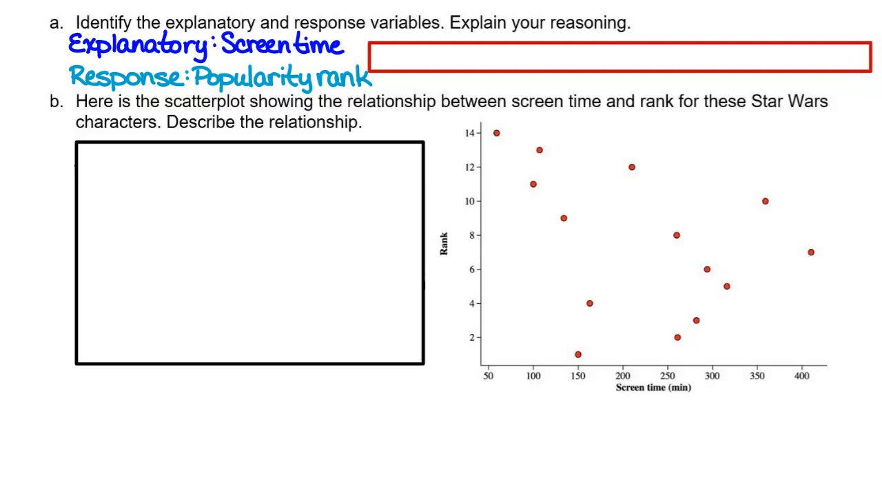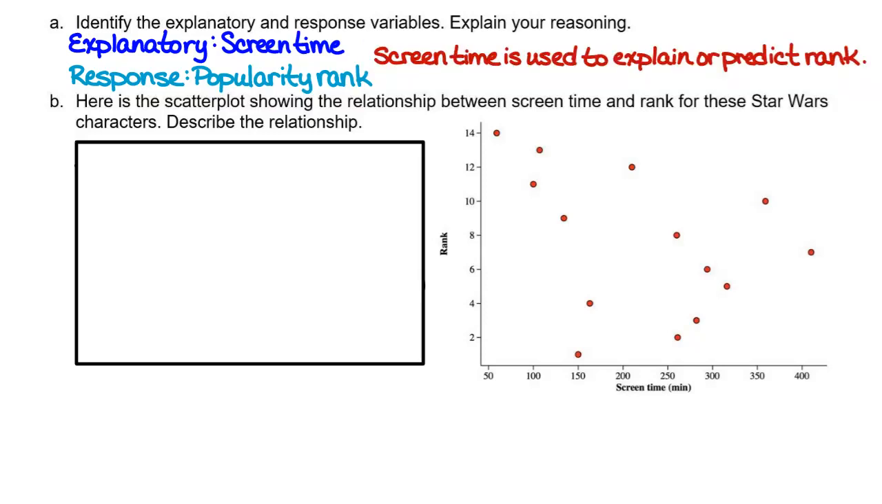Fair enough. What if the scatter plot hadn't been there? What kind of reasoning or justification could we use? Like the more screen time a character has, the more time you have to get to know them. Absolutely. The more exposure you have to that character, the more they grow on you over time. So if I know how much screen time a character has, I could use that to make a reasonable prediction about where they fall in the rankings, right? So we would be using the explanatory variable, screen time, to explain or to predict the ranking.